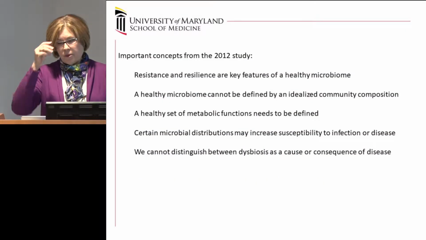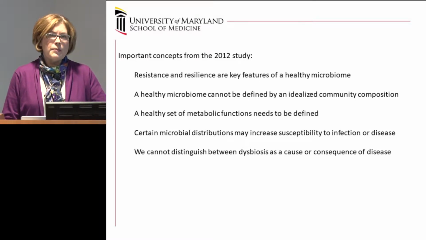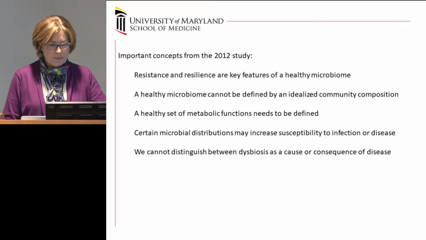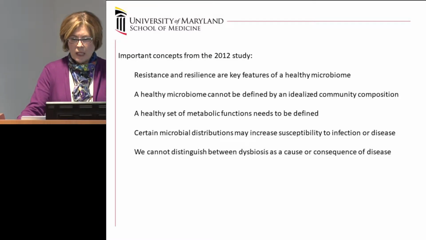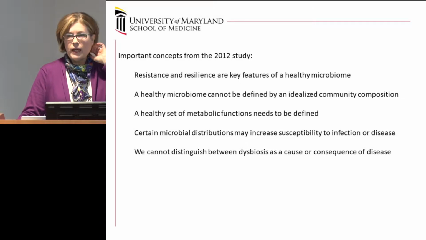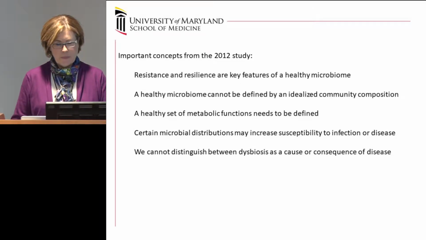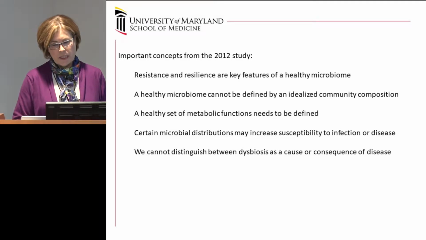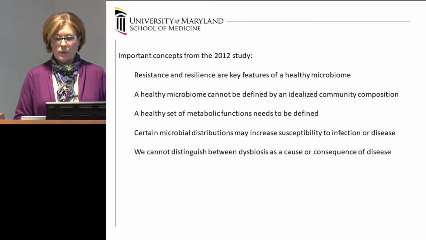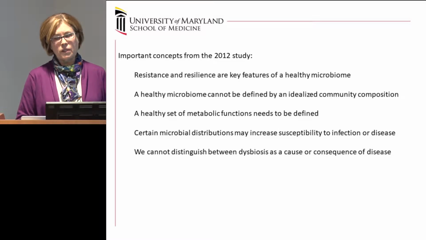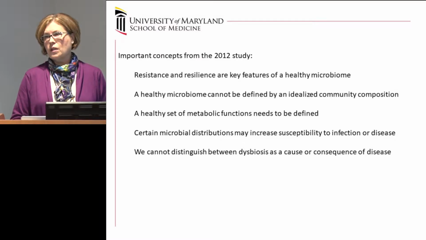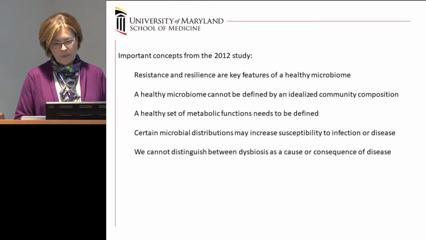I tried to pull out from that paper some of the important concepts that the group agreed on. Resistance and resilience are key features of a healthy microbiome. A healthy microbiome cannot be defined by an idealized community composition. A healthy set of metabolic functions needs to be defined. Certain microbial distributions may increase susceptibility to infection or disease. We cannot distinguish between dysbiosis as a cause or consequence of disease. The concept of a core microbiome defined by taxonomic data is compelling.